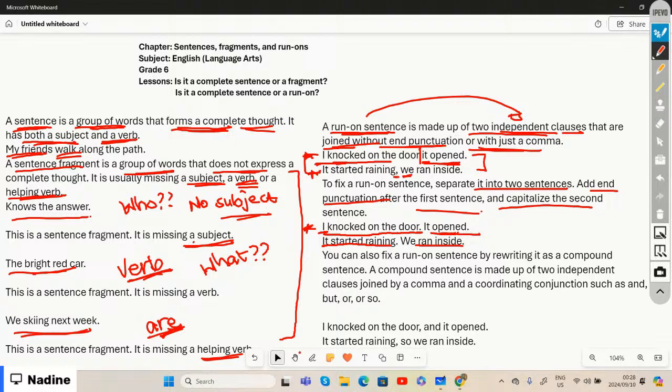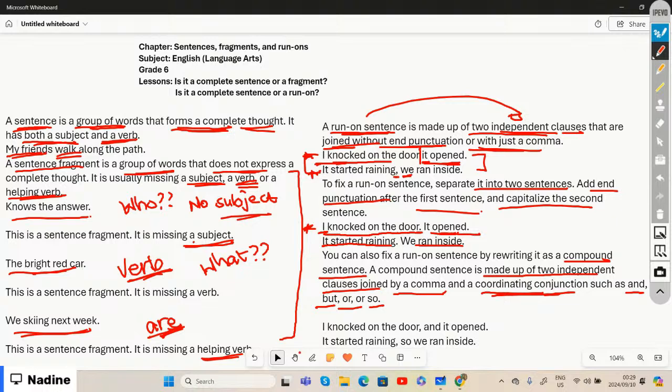Another way we can fix a run-on sentence is by rewriting it as a compound sentence. And remember, a compound sentence is made up of two clauses that are joined together by a comma as well as a coordinating conjunction. Coordinating conjunctions are words like and, but, or, so.